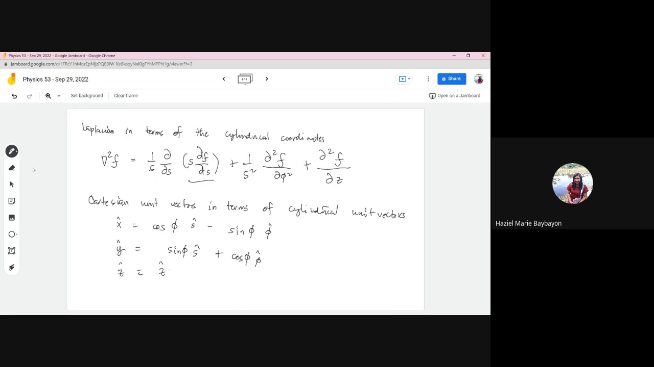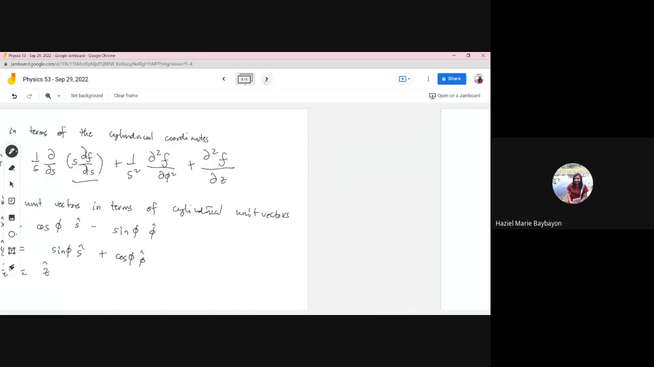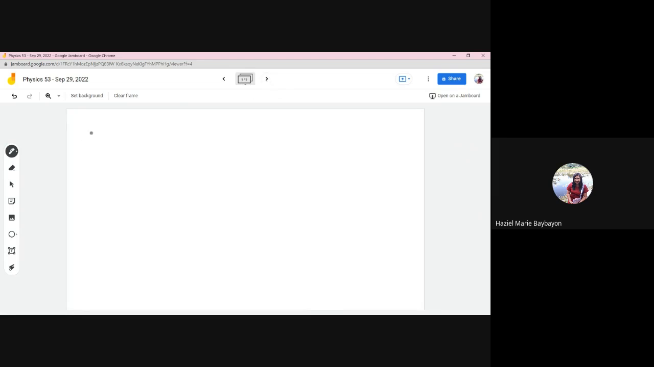Okay, and then let us also relate the Cartesian relationship between the cylindrical coordinates.